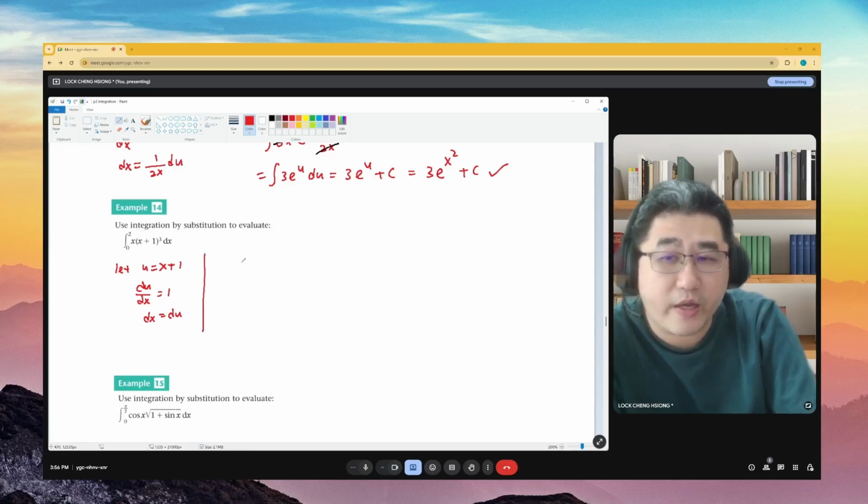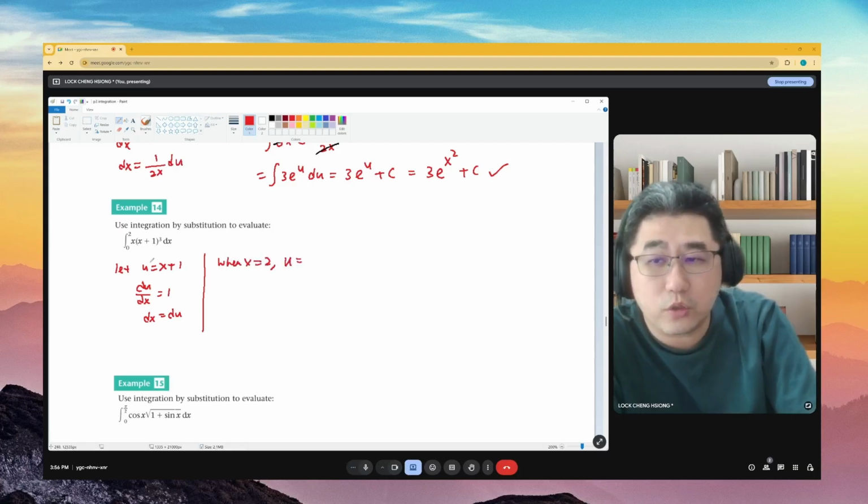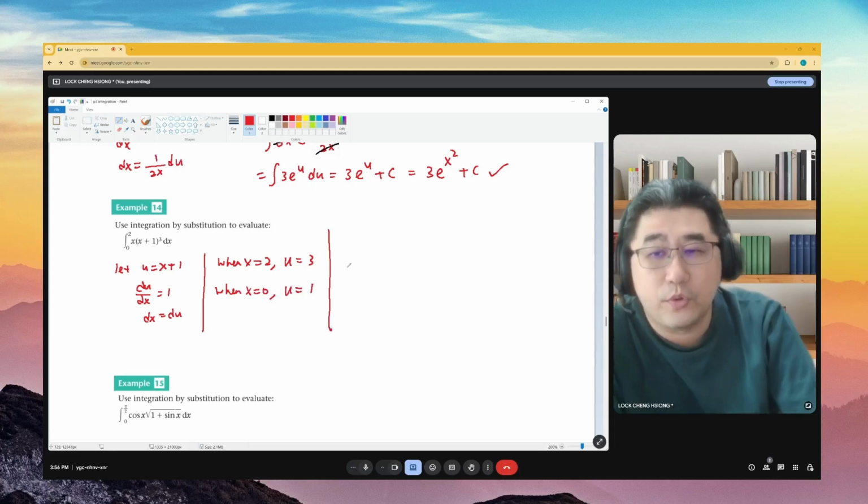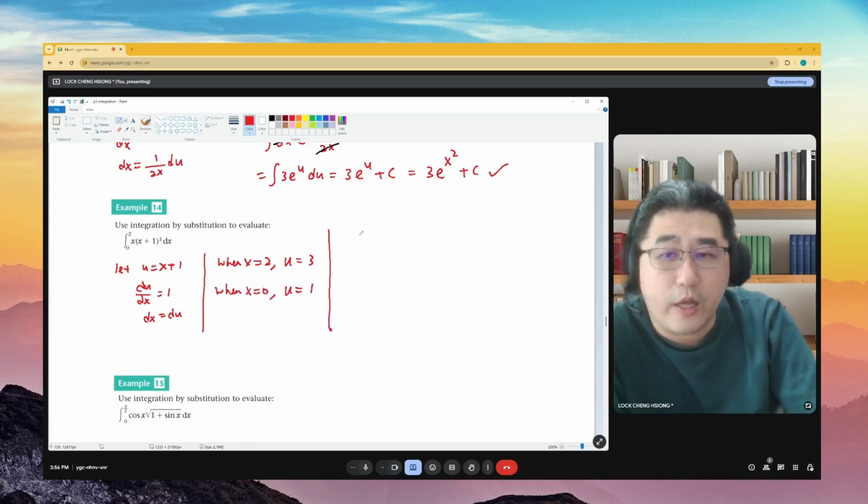So for the limit, you have an x value and a u value. The x value here, we need to change into a u value. So when x equals 2, u equals, according to your substitution, 3. When x equals 0, u equals 1. Okay, so according to your substitution, after that, you do your integration. So the question is the integral from 0 to 2 of x times (x plus 1) to the power 3 dx.